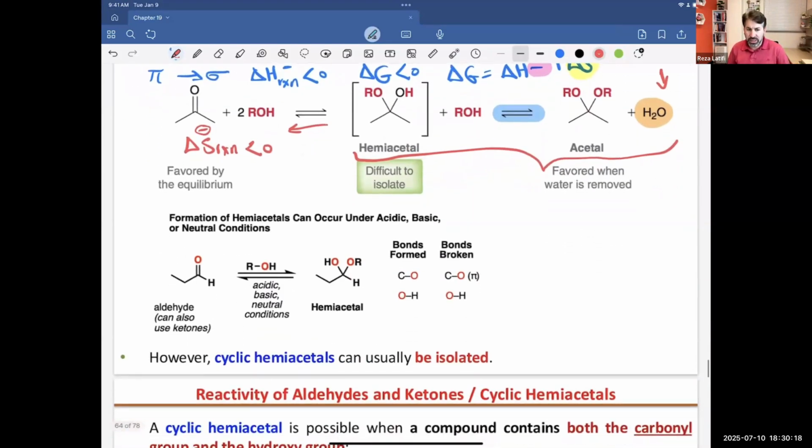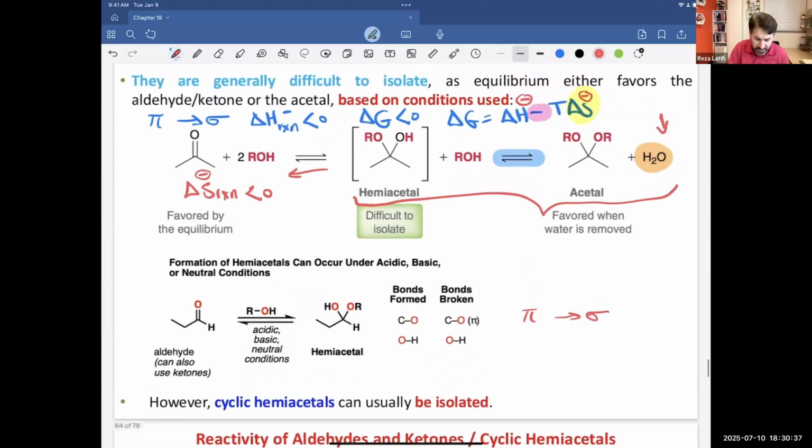Now, and I said this one before, from carbonyl to hemiacetal, the dramatic change is that a pi bond is turning to a sigma bond, and that's the driving force of the reaction. We are taking a molecule with sp2 hybridization and turning it to sp3 hybridization, and yes, sigma is stronger than pi, but we are also building steric effect.